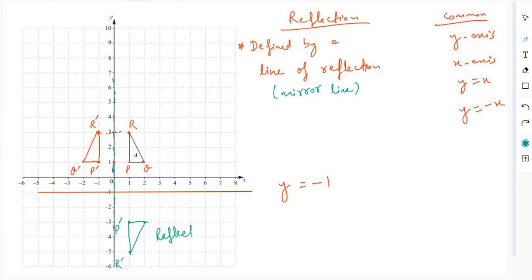This is reflection in the line y equals -1. ठीक है, अच्छा, so ये आपकी होगी horizontally or vertical lines के अंदर transformation के अंदर reflection.